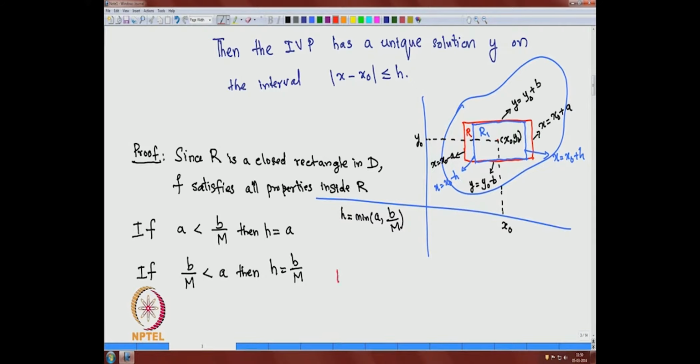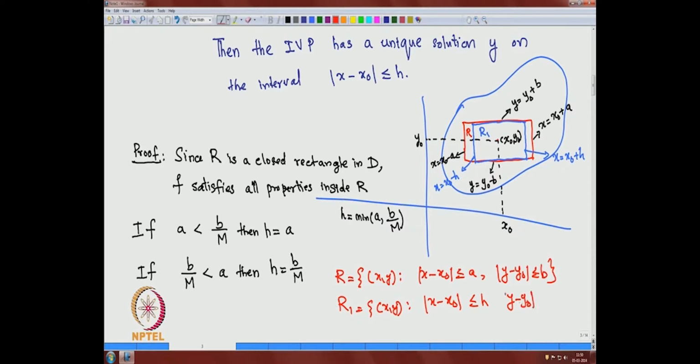Or we can write R is the set of all (x, y) such that |x minus x0| is less than or equal to A, |y minus y0| is less than or equal to B, and R1 is the set of all (x, y) such that |x minus x0| is less than or equal to h, and |y minus y0|, the bound for y is the same, B.